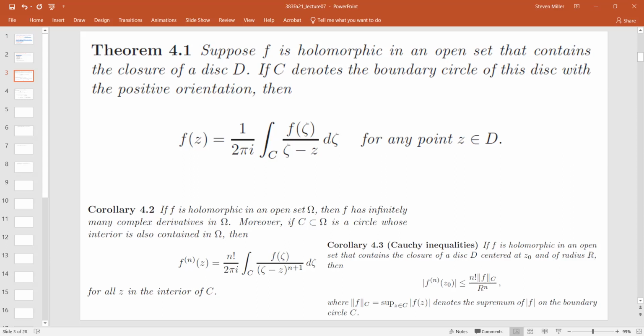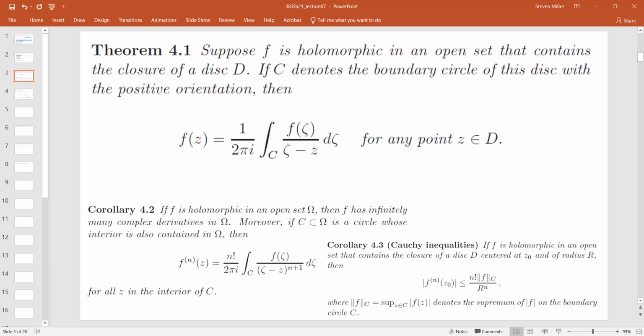Another corollary we talked about was the Cauchy inequalities: that the nth derivative is basically bounded by essentially the sup norm of the function on the curve. We have an n factorial divided by r to the n. So the further out you go, the larger r to the n is down below.